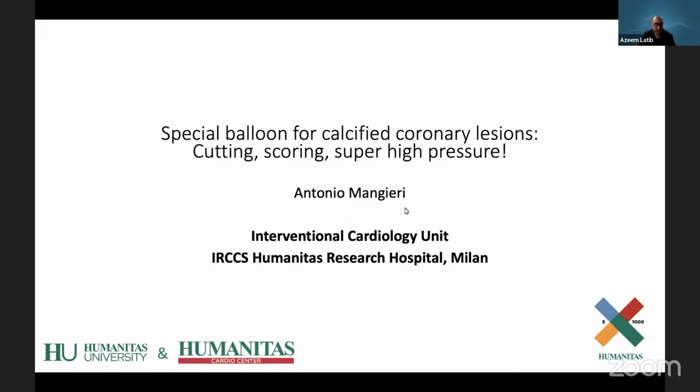We have today a good friend and a former mentee. And it's always nice when a mentee is now a mentor, who's going to be talking to us about calcified coronary lesions and some of the special balloons we can use. I think calcified lesions is really an area that's becoming more and more important in the cath lab because our patients are becoming older, more complex, more challenging.